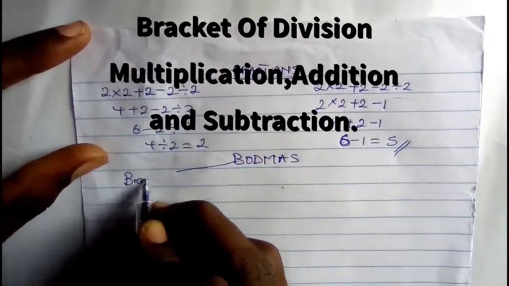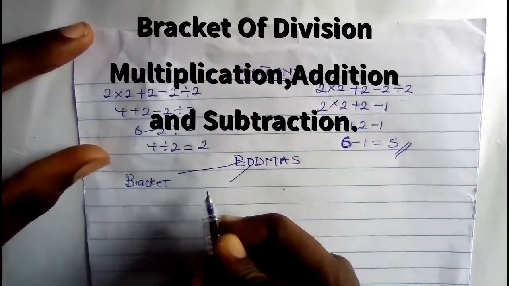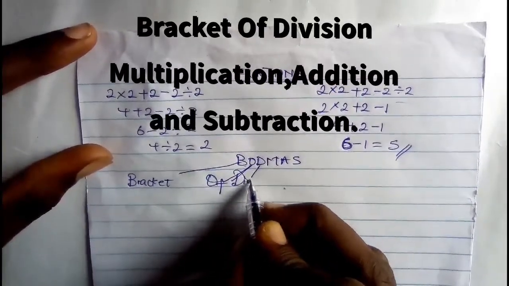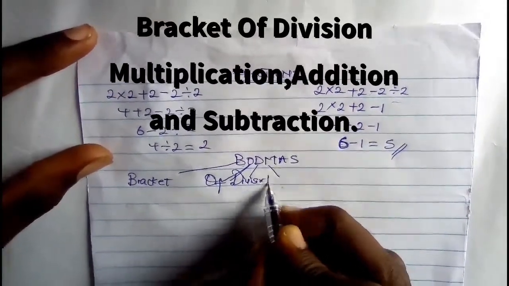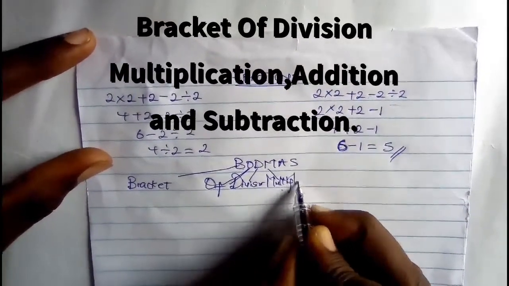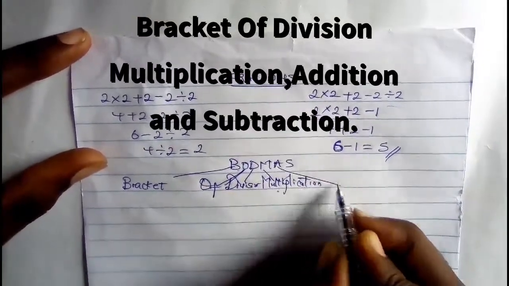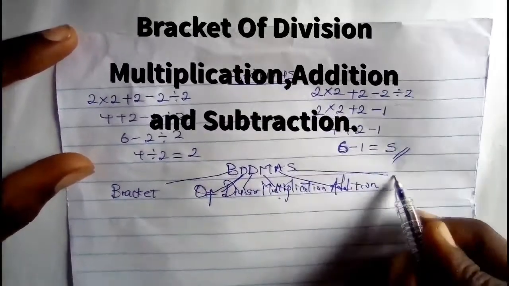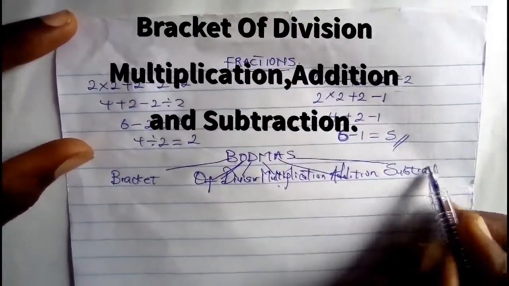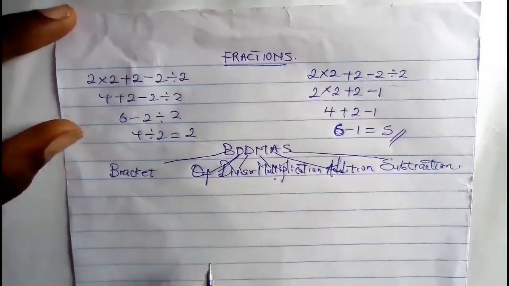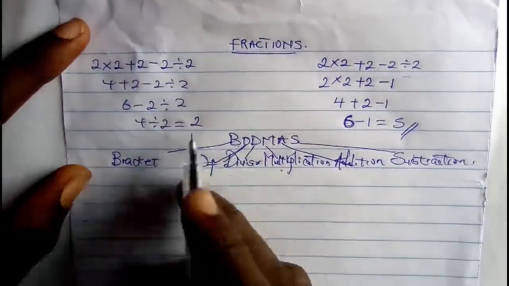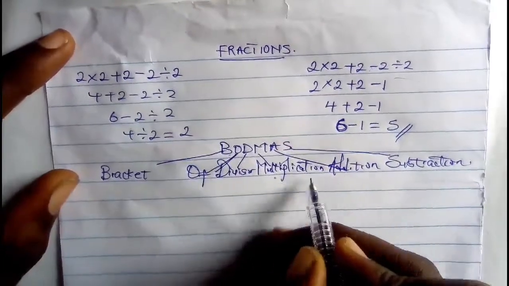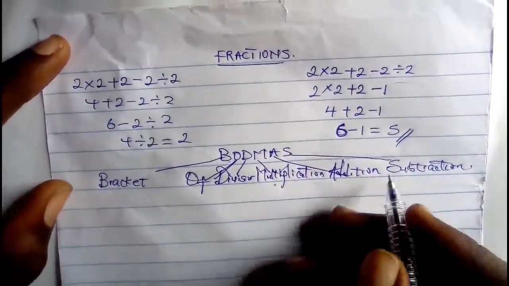The B stands for brackets, O stands for of, D stands for division, M stands for multiplication, A stands for addition, and S stands for what? Subtraction. So before you start, you need to open the bracket, multiply everything by what is outside the bracket. You will divide, you will multiply, you will add, then finally you will subtract.